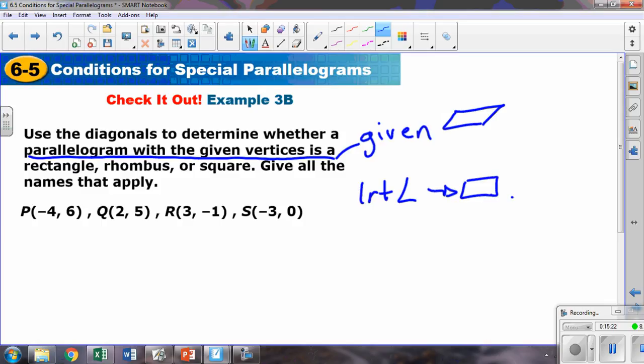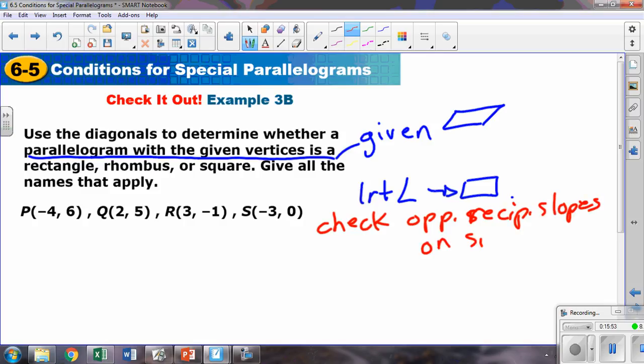What would you need to have a right angle? Well, to get a right angle, we know that perpendicular comes from having negative reciprocal slopes. If we want to verify this way, we could check for opposite reciprocal slopes on two of the sides. If the sides have perpendicular slopes, opposite reciprocal, that gives us the right angle, which would force it to be a rectangle. That's one way to check for it.